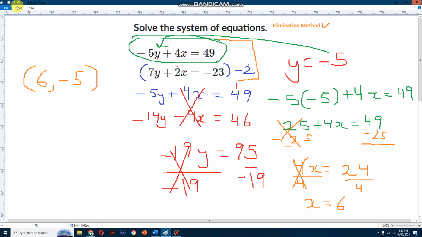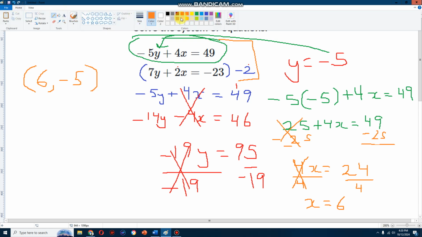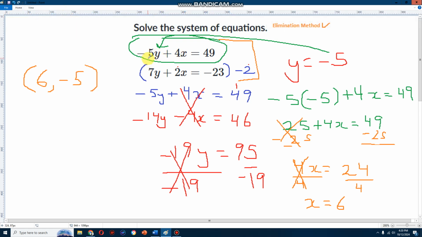And again, what this means is that when I plug in or graph this equation and this equation, they look like this, and the point at which they intersect or meet each other is 6 comma minus 5. And there we go. This is how we use the elimination method.